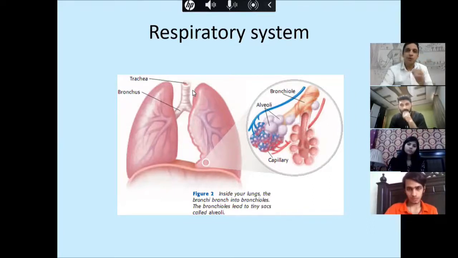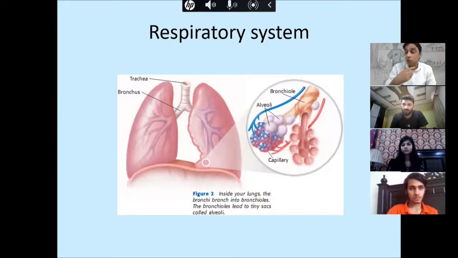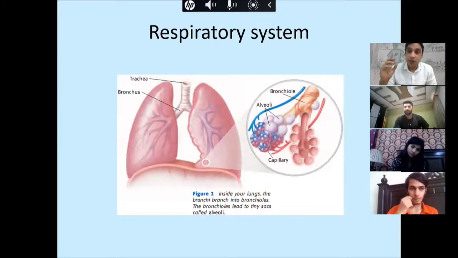Okay? One more thing you need to remember: doctors used to tell you that you need to breathe from the nose. When you are breathing from the nose, you are using the function of the nose as well, as I told you earlier in the first part of this session. You can breathe from the mouth as well. But when you breathe from the mouth, you will not be able to filter the air. You will not be able to help the air to get moistened. Because when the air gets moistened, it is much easier to exchange the gases at the end.